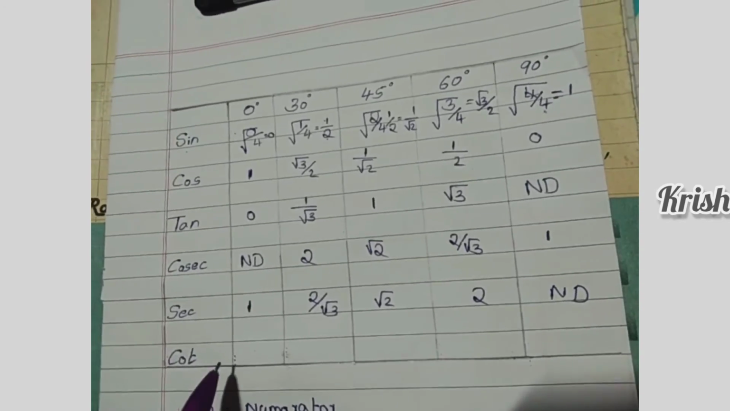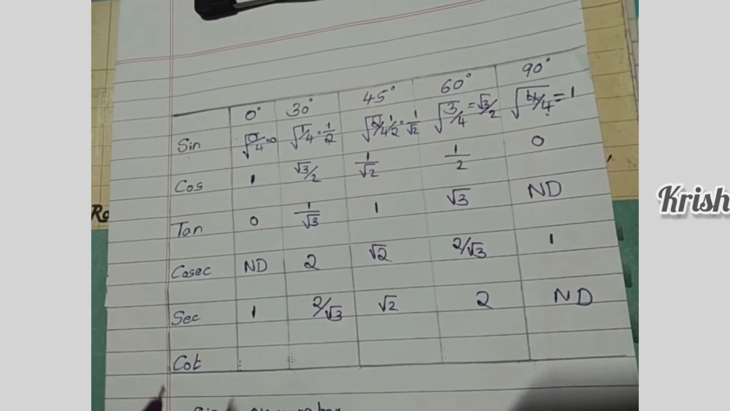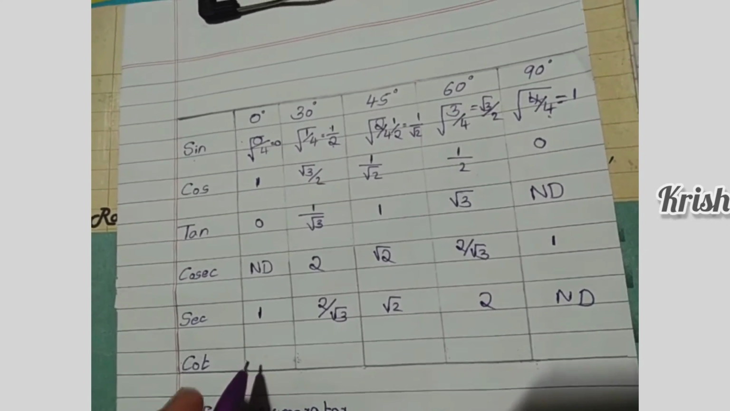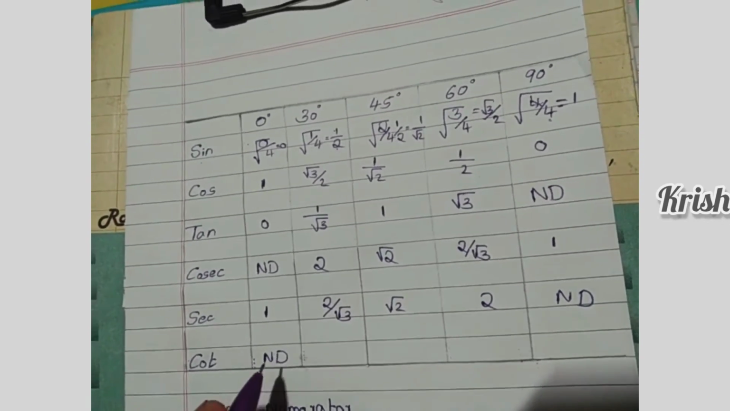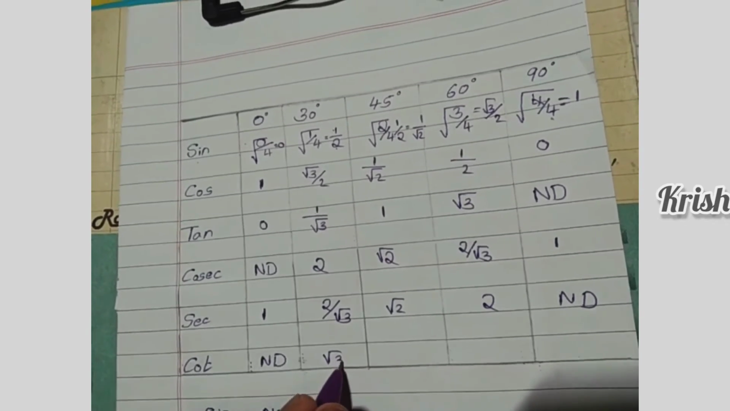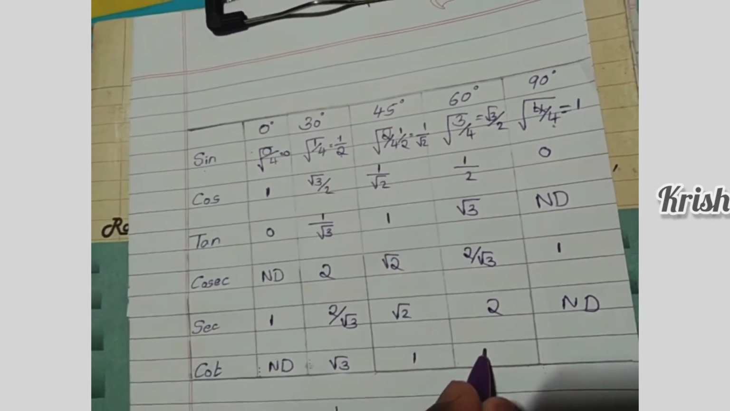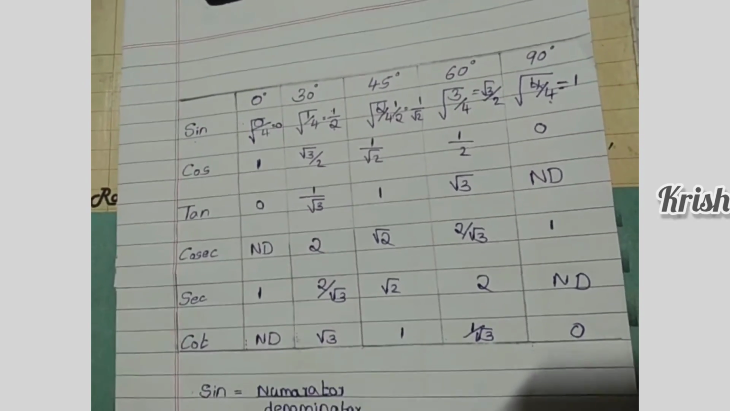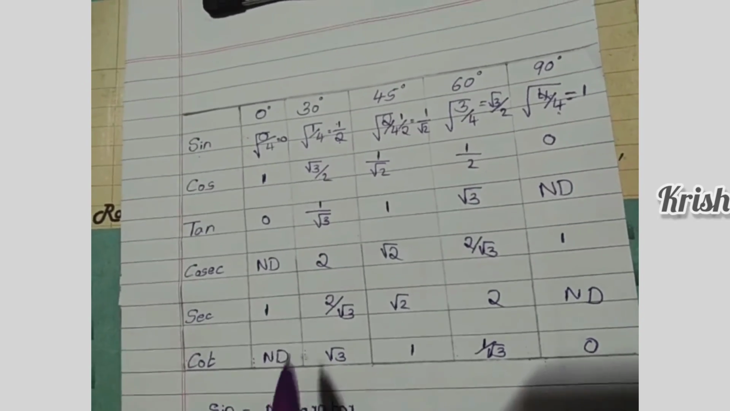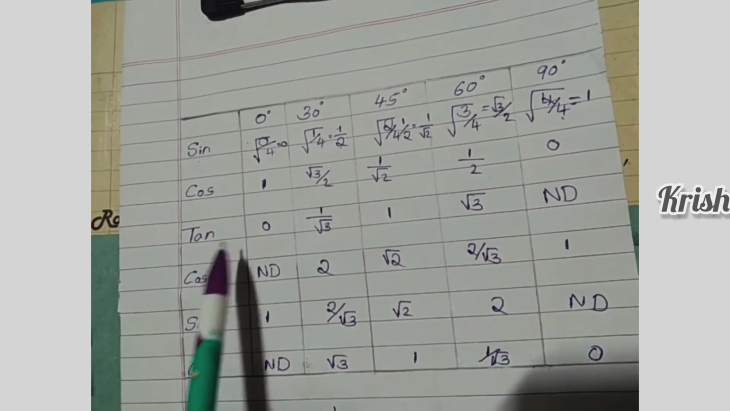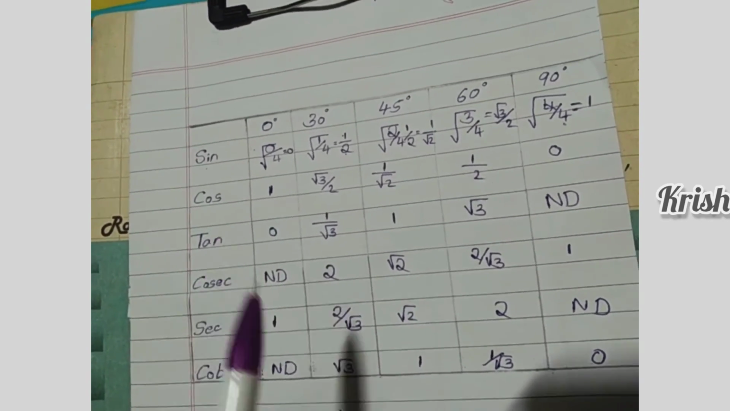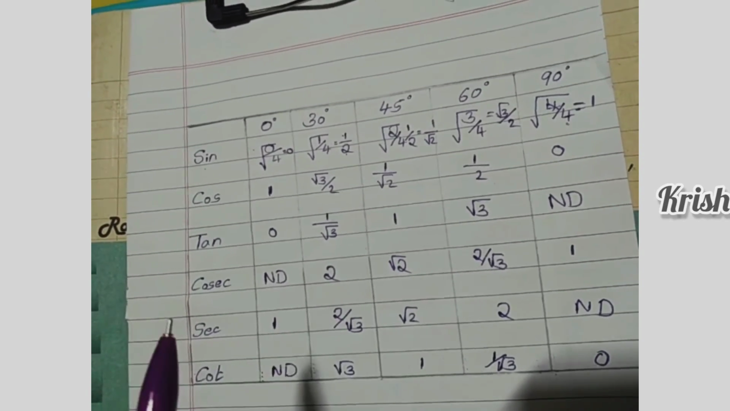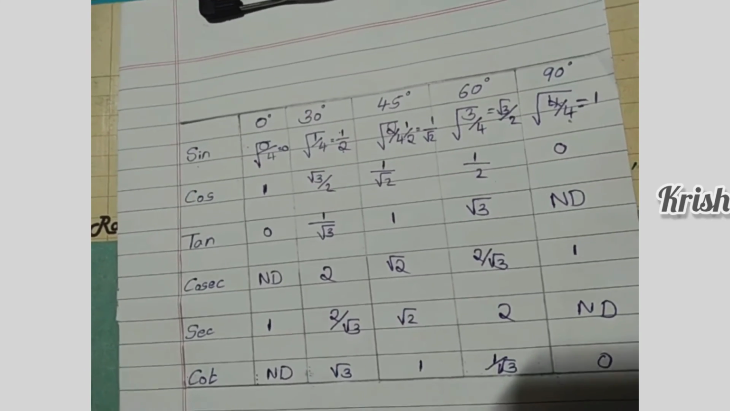To find the values of cot theta, the procedure is to write the tan values in the form of reverse. Okay, not defined, root 3, 1, 1 by root 3, 0. These are the actual trigonometric values. See, tan 0 degree 0, tan 30 degree 1 by root 3, tan 45 degree 1, and tan 60 degree root 3, and tan 90 degree not defined. Thank you.